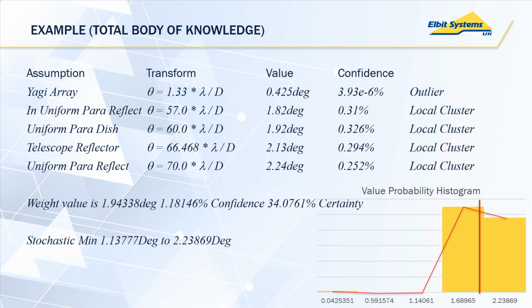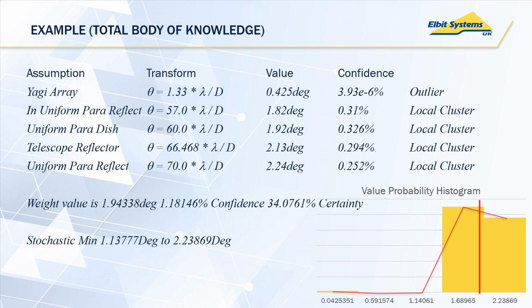And what we could do therefore is calculate those values, and we can see the values have been transformed, and we have a number of values, and indeed there is an outlier value with the Yagi array. What we can then do is histogram that data and take a center of gravity to give us the one value we are going to use for reprogramming. So in this way, we have taken variable amounts of inputs from variable assumptions from the body of knowledge and converted them to a single most representative value. And we also get a confidence for that value and a certainty.